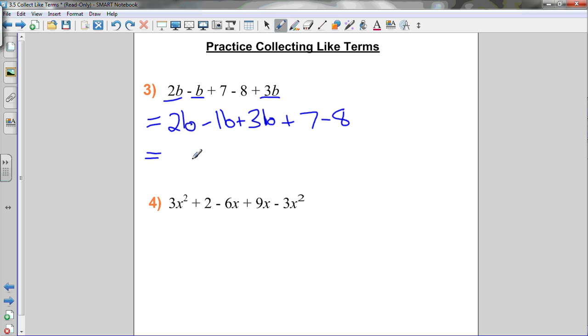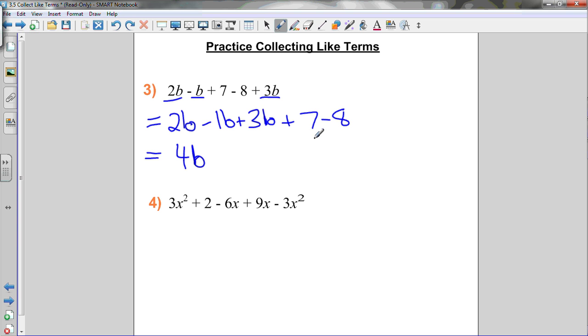So now, when I collect like terms, so when I'm adding or subtracting like terms, I keep the variables the same, the exponents the same. All I do is I add or subtract the coefficients. So I have 2 b's. I take away one of those b's, I'm now at 1b. I then add 3 b's, I'm now at 4b. So 2 minus 1 is 1, plus 3 is 4. So I'm now at 4b. I kept the variable and the exponents on the variable exactly the same.